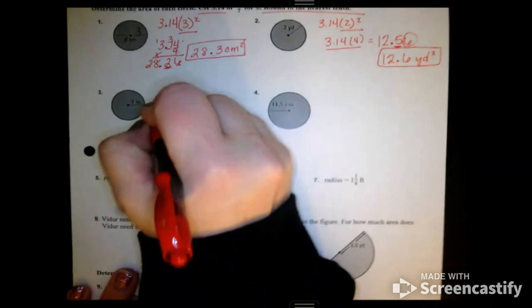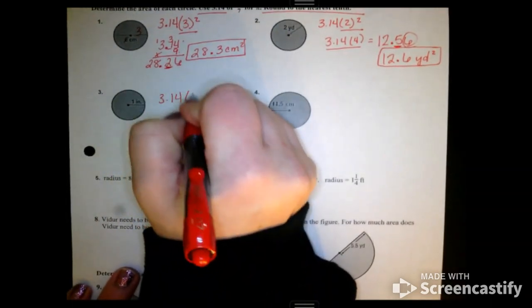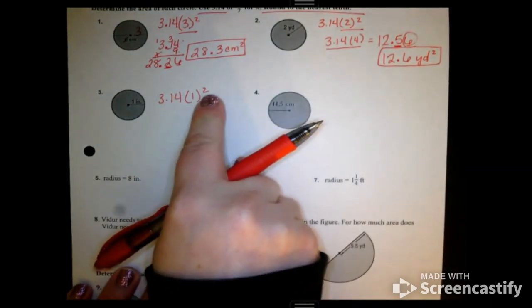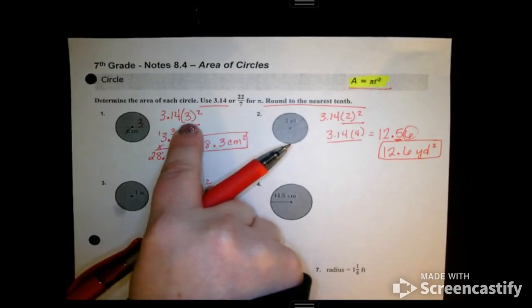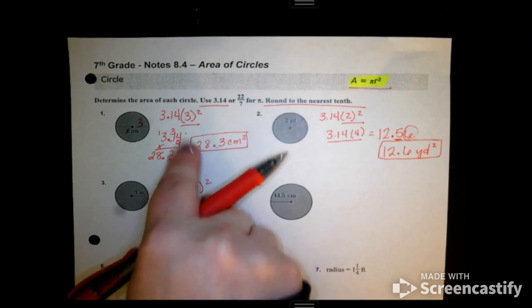What? 1 squared is 1 times 1. No, it's 1. That's what I'm saying. 1 times 2 is 2. No, but squared is not multiplying by 2. 3.14 times 1 squared. That's not 1 times 2. That's 1 times 1. Just like this, that would be 6. No, it's not. It's 9.